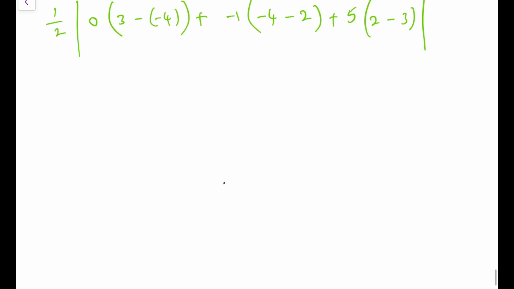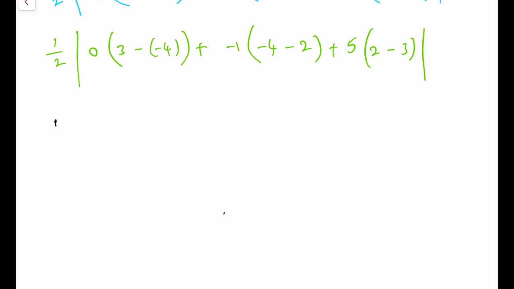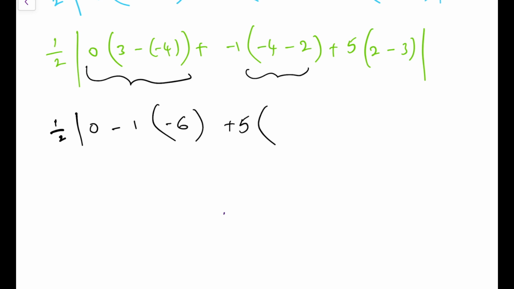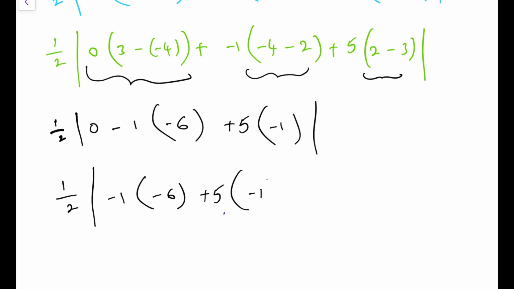Let us simplify this further. Half modulus. This is 0 into something, right? 0 into anything is 0 only. So I'm not going to simplify this further. I'll write just 0 because 0 into anything is 0. Next, plus into minus: -1 into (-4 minus 2) which is -6, plus 5 into (2 minus 3) which is -1. So here half as it is, modulus 0, I'm removing it. So it remains -1 into -6 plus 5 into -1.